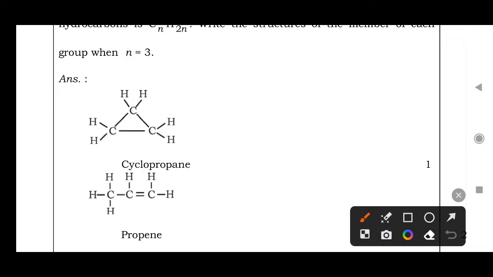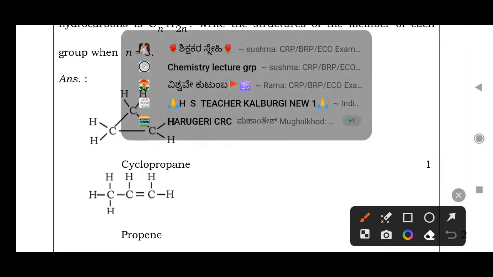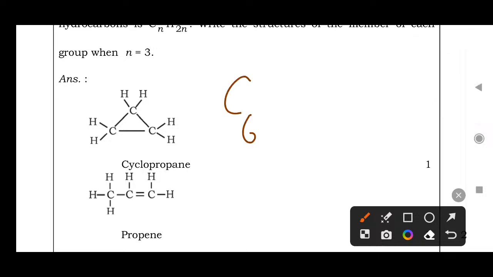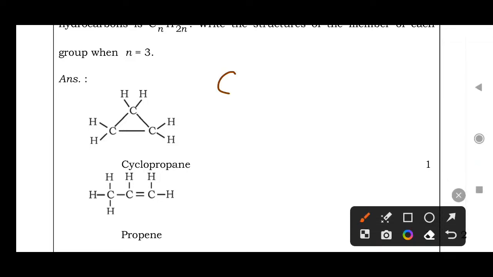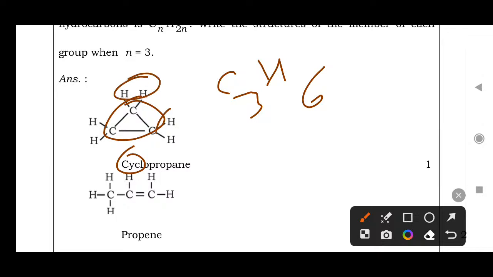Cyclopropane, C3H6. Okay, the word cyclo means a closed chain is there. That's why 3 carbon atoms are in closed form, and for each of those 3 carbon atoms, 2 hydrogen atoms are attached. Okay, this is the structure of cyclopropane.